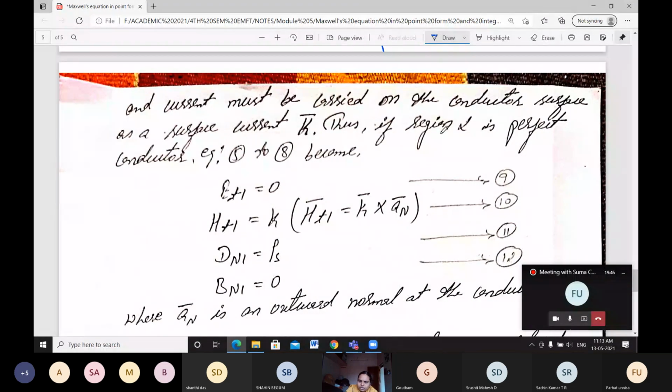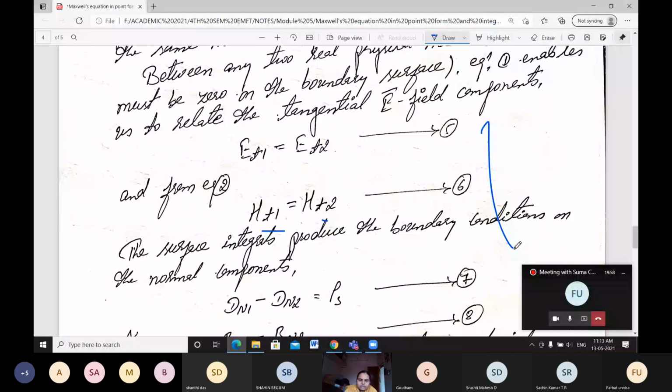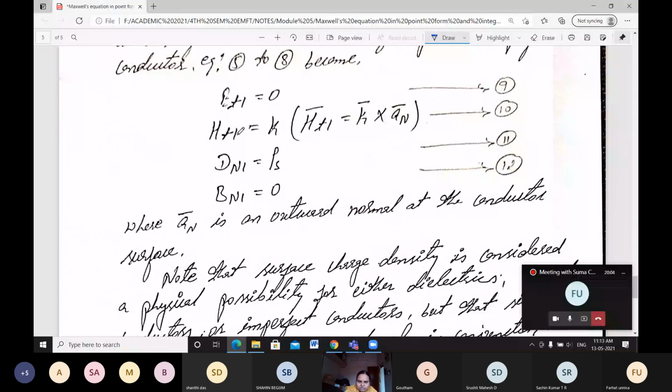Thus, if region 2 is a perfect conductor, then equations 5 to 8 will change as Et1 is equal to 0, then Ht1 is equal to K, in terms of direction also, crossed with an, then Dn1 is equal to rho s, the surface charge density, then Bn1 is also equal to 0. An is an outward normal at the conductor surface.